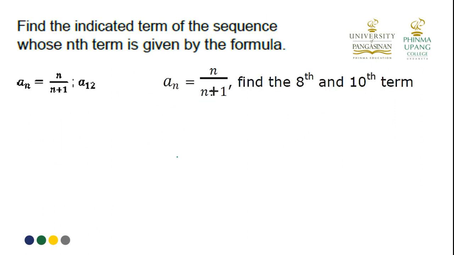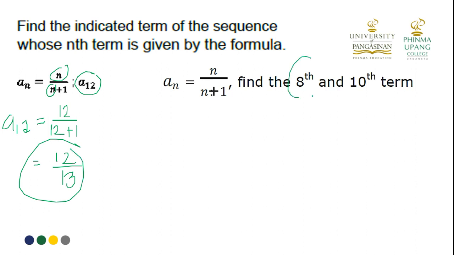Okay, find the indicated term of the sequence whose nth term is given by the formula. So, ang hinahanap dito is a sub 12. So, lagay natin a sub 12. Yung n na makikita nyo lahat dyan, papalitan nyo lang ng 12. Tapos, 12 plus 1. So, what is the final answer? 12 all over 13.